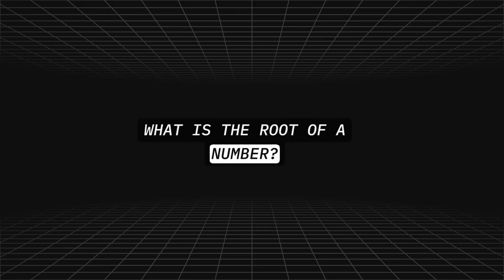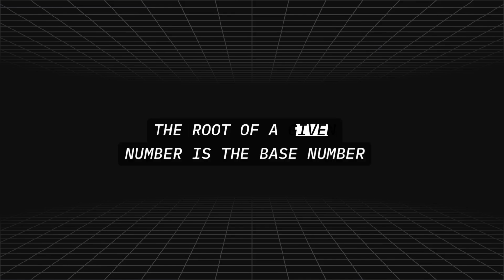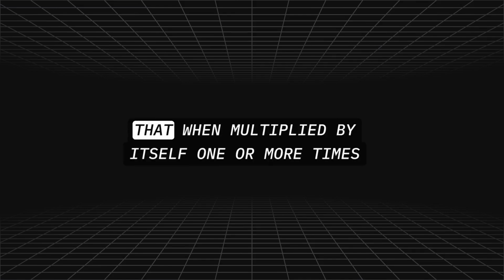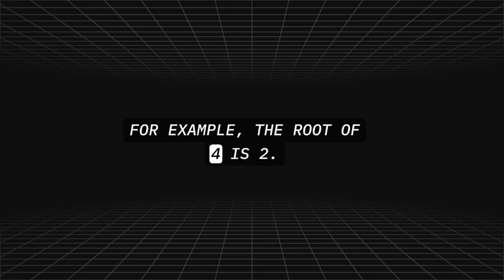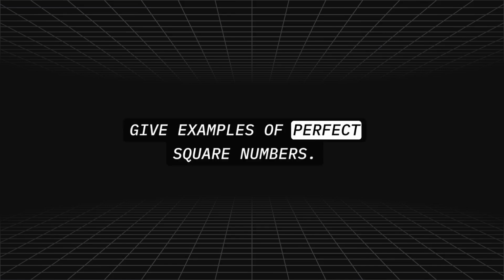What is the root of a number? The root of a given number is the base number that when multiplied by itself one or more times will produce the given number. For example, the root of 4 is 2. Give examples of perfect square numbers. 4, 9, 16, 64, 100, 144.